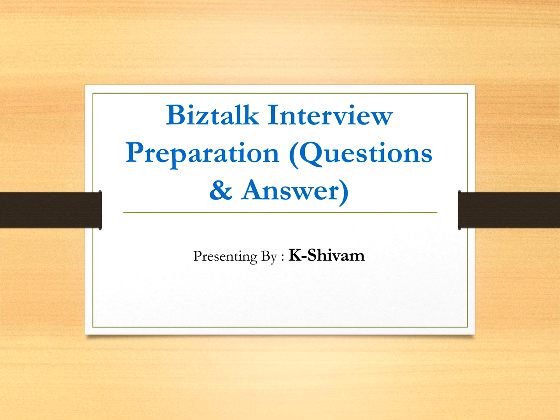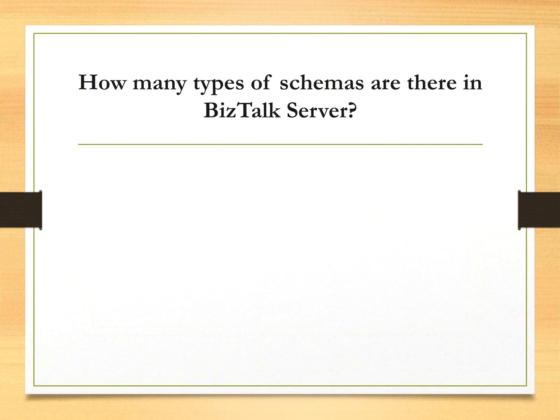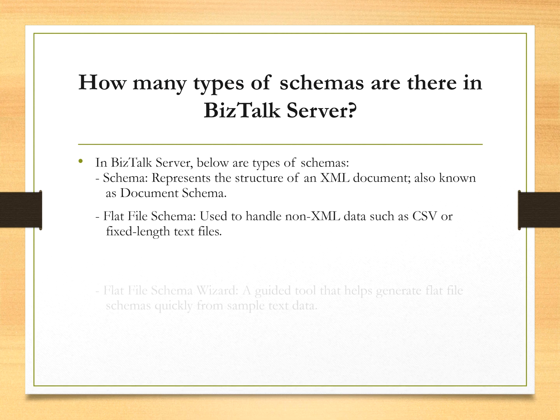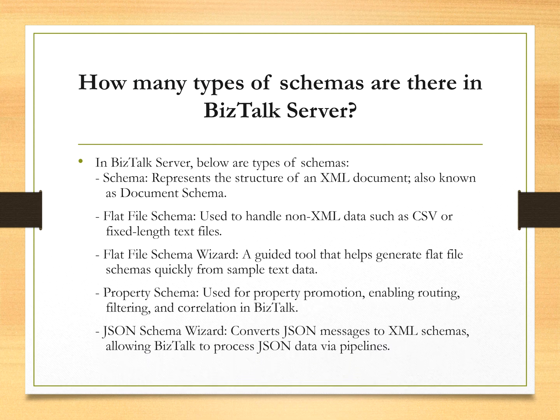And the first question is, how many types of schema are there in BizTalk Server? So in BizTalk Server, below are the types of schema: XML schema, also known as XML document, flat file schema wizard, property schema, JSON schema wizard. Moving on, next question.